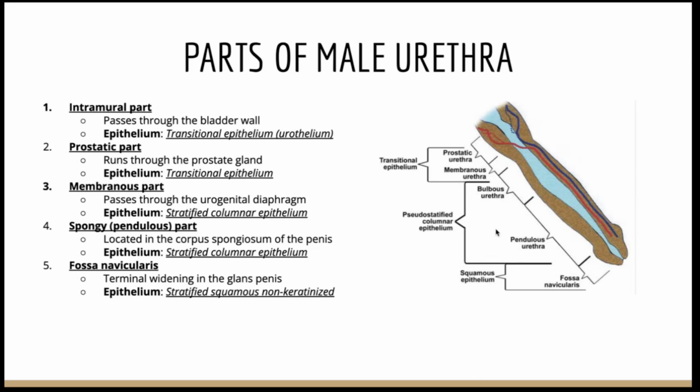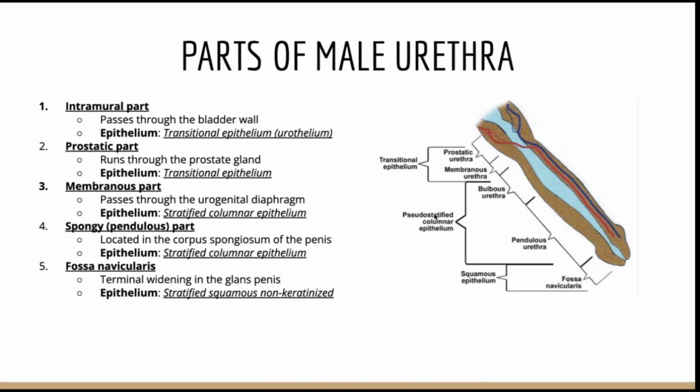And then we have the spongy part, which is the pendulous part here. It is located in the corpus spongiosum of the penis, and it has the stratified columnar epithelium. And then we have the fossa navicularis, which is the terminal wide opening, which is here. And this is lined by stratified squamous non-keratinized epithelium. This was an image I found online, so just go with what's written on the slide. These are stratified columnar epithelium, not pseudostratified, and stratified squamous non-keratinized epithelium.